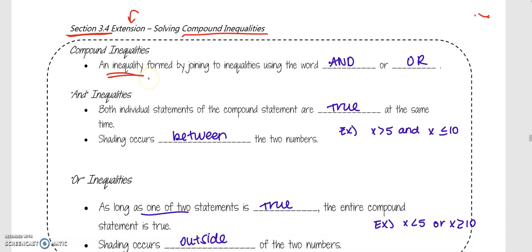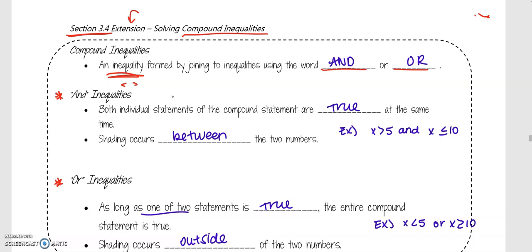We're still talking about inequalities, so with a less than or greater than, or a less than or equal to, greater than or equal to, same symbols. But now we're going to have multiple. We're going to have two inequalities joined by either the word "and" or "or". We're going to talk about what it looks like if we have an "and" inequality, and then what it looks like if we have an "or" inequality. But basically, we're combining them. We're compounding them.